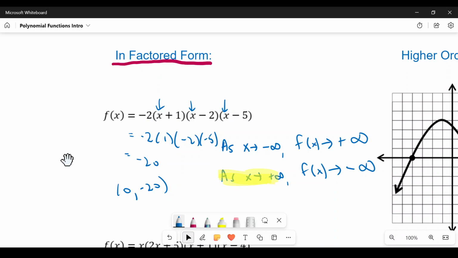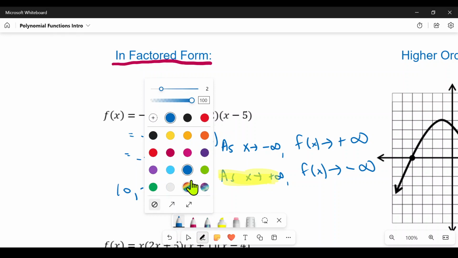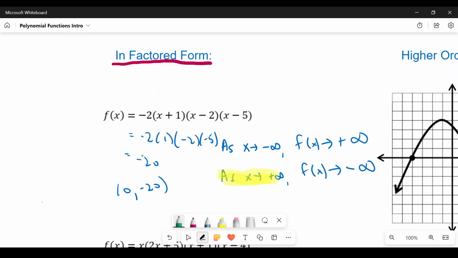So those are all the same things that we can find in standard form, but the advantage of factored form is we can also see where the roots of the equation are. So roots is another name for x-intercepts, or sometimes they're called zeros. And we know from our work in quadratics, for example, that an x-intercept is found when y equals 0, or in this case, output is 0.